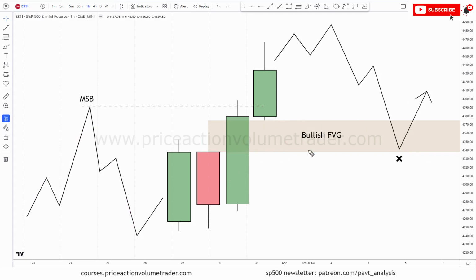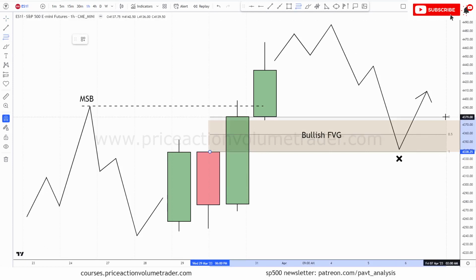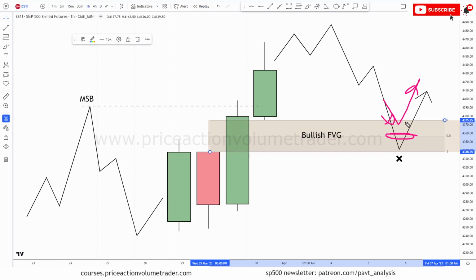If you have very wide fair value gaps, you can also use your Fibonacci tool and mark up a 50% line, and then that'll let you, instead of going in right at the beginning of the fair value gap, get in at the 50% level. This might cause you to miss some entries because maybe it's going to bounce before, but overall it's just going to give you a tighter risk reward. If you go here and your stop is here, but if you go here and your stop is here, then obviously your risk reward ratio is going to be a lot better.